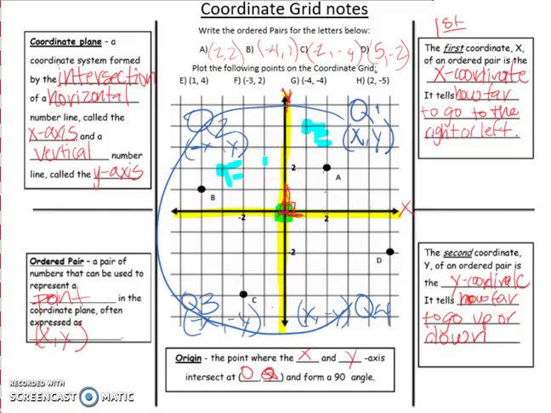F. Then G is -4, 4, so go over to the left 4 and then up 4. That's G. And then H, 2, -5, so go over to the right 2 from 0 and then down 5. And that is H. So that is everything that you need to know about coordinate grids.